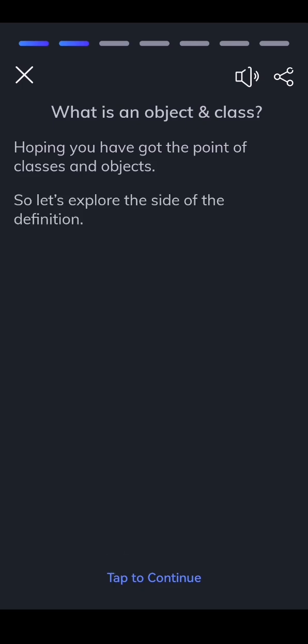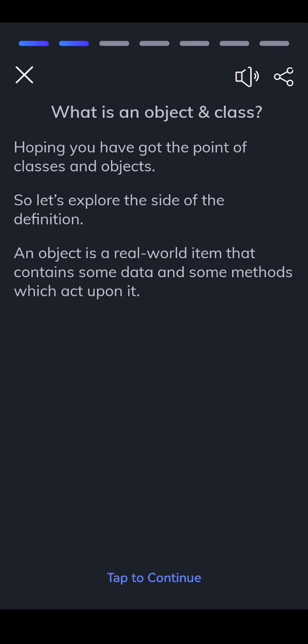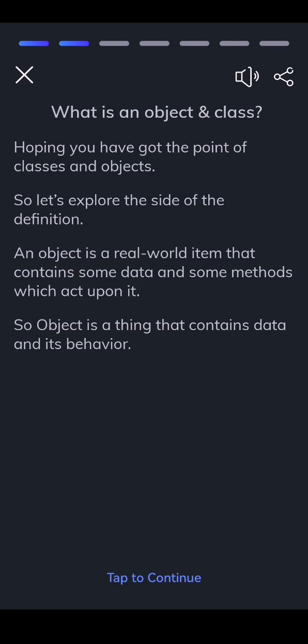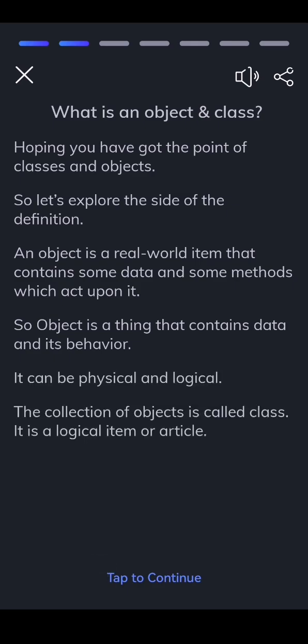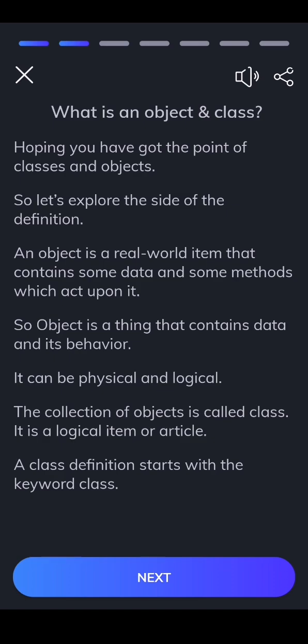So let's explore the side of the definition. An object is a real-world item that contains some data and some methods which act upon it. So object is a thing that contains data and its behavior. It can be physical and logical. The collection of objects is called class. It is a logical item or article. A class definition starts with the keyword class.